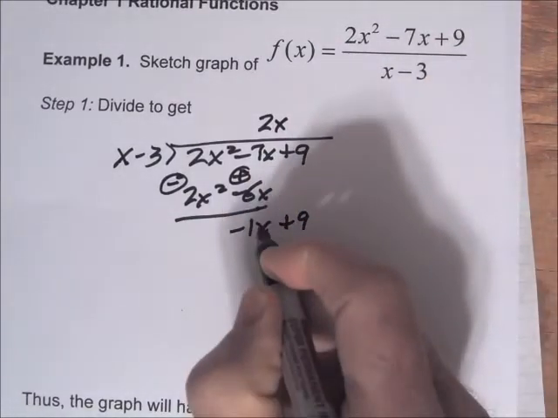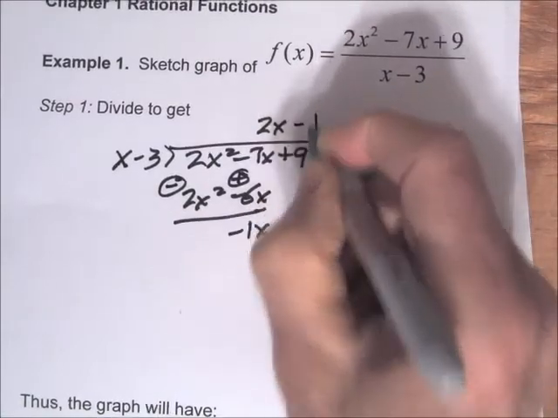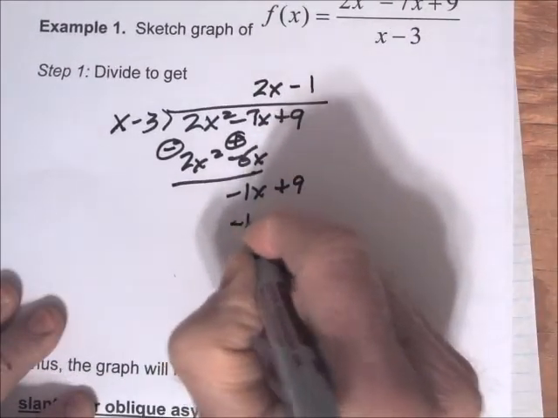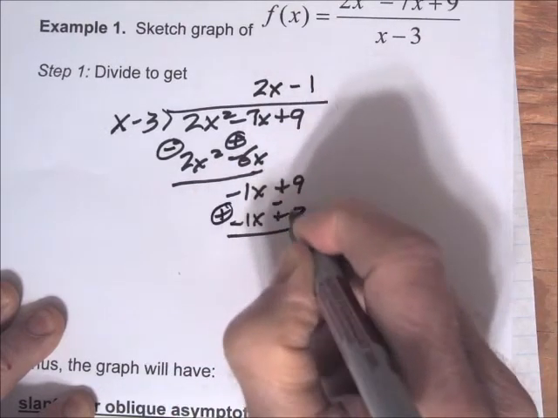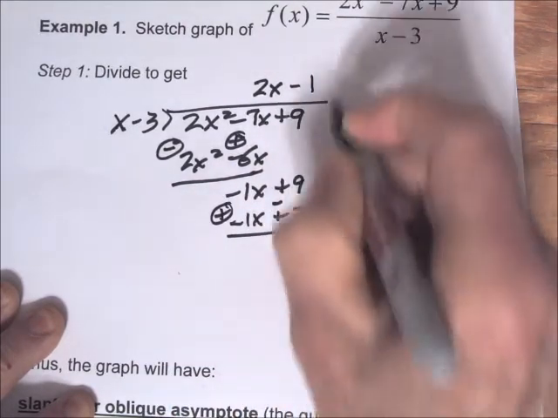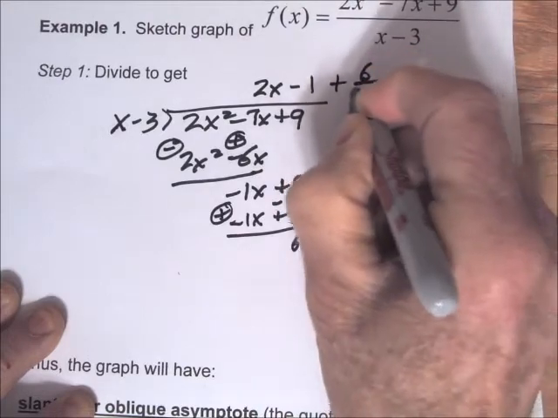And then divide again. Negative 1x divided by x is negative 1. Multiply, get negative 1x plus 3. Draw the line, change the signs. You have here remainder 6, 6 over x minus 3.